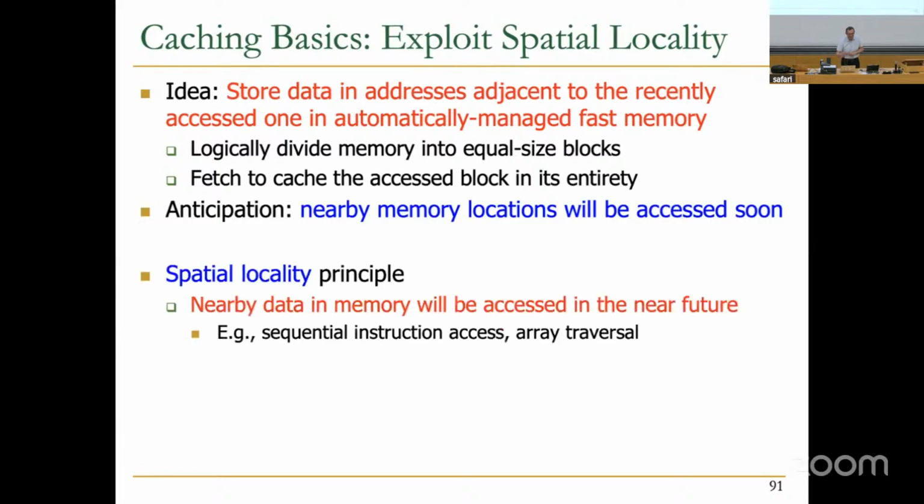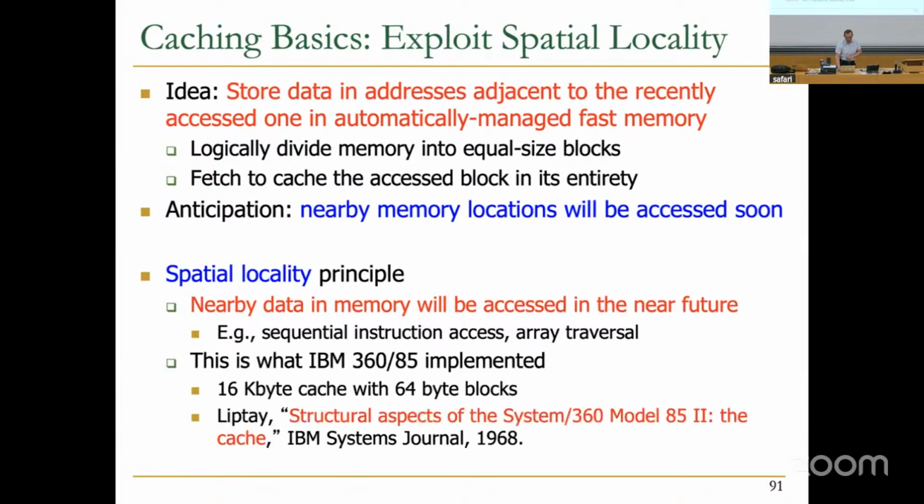Okay, so this is the spatial locality principle, and we already discussed why this makes sense: sequential instruction access, array traversals, matrix traversals, etc. This is what was implemented early on in the 1960s in IBM. This is one of the seminal papers also. For example, the IBM 360/85 had a 64 kilobyte cache, which is relatively small for today, with 64 byte blocks. Today we actually have 64 byte blocks also, which is interesting.